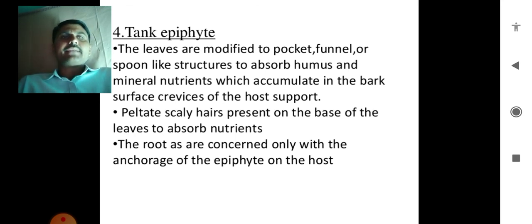For the absorption of nutrients, peltate scaly hairs are present on the base of the leaves. The roots are concerned only with the anchorage of the epiphyte on the host.